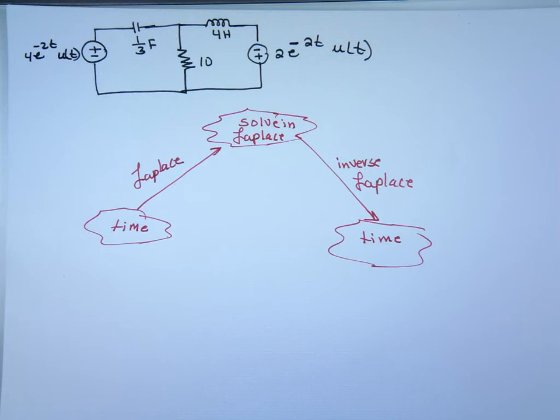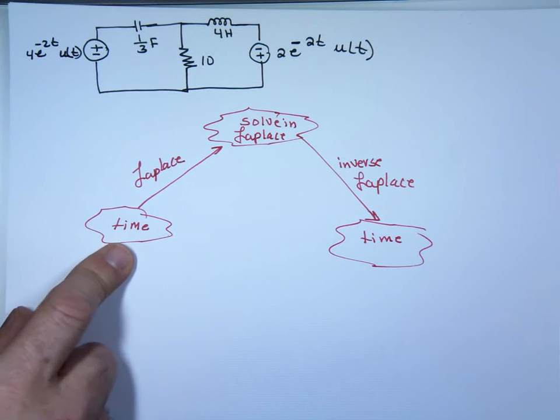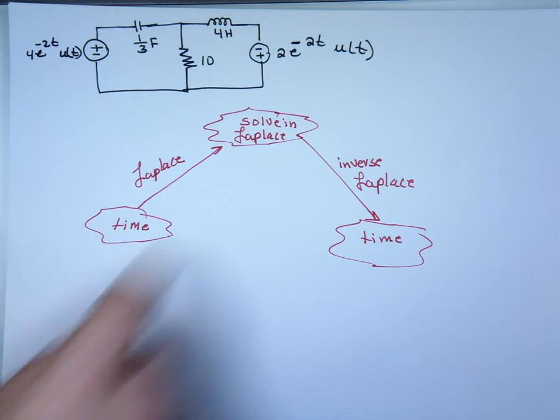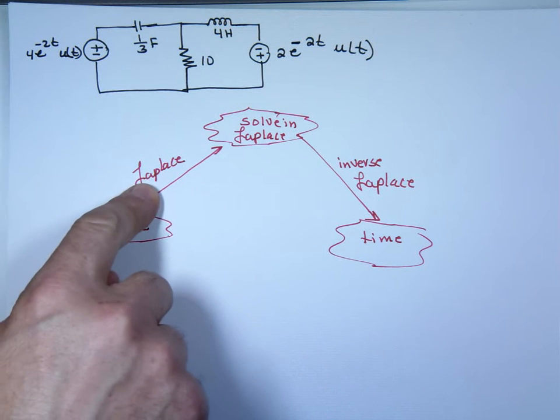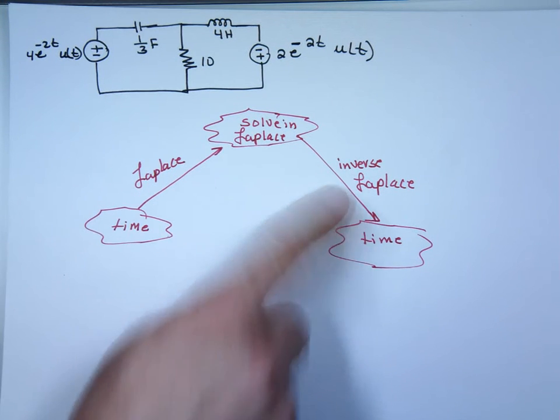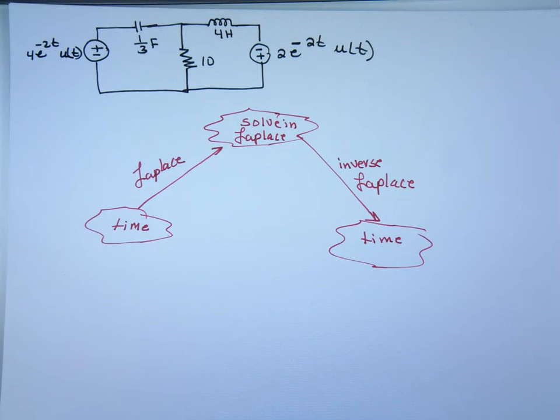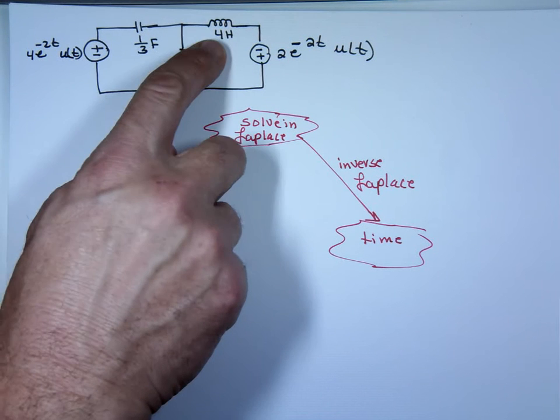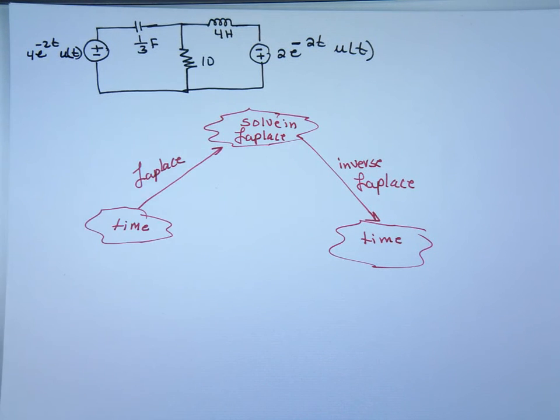You have a circuit in time domain. It might take a little bit longer to solve it, so we'll switch it to Laplace by using Laplace transform. Solve it in Laplace. Use the inverse Laplace to change it back to time domain. Which means, first thing first, I need to find the initial conditions. I need to find the current through the inductor as 0 minus, and the voltage across the capacitor as 0 minus. I need both of these.